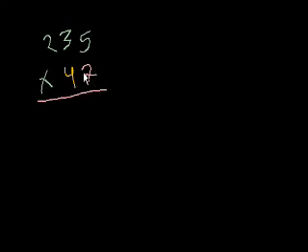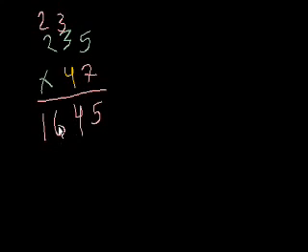So we'll take that 7 and we'll multiply it by 235. So 7 times 5 is 35. 7 times 3 is 21, plus the 3 we just carried is 24. 7 times 2 is 14, plus the 2 we just carried, this is 16. So we're done with the 7.